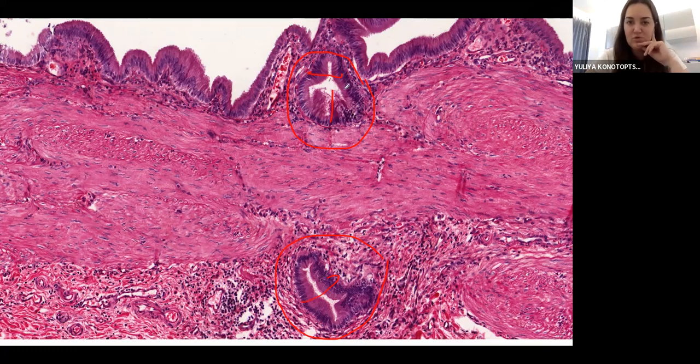Rokitansky-Aschoff sinus. This is a very good example of Rokitansky-Aschoff sinus. Try to use your 3D vision. This mucosa has been protruding downwards, and we can see where it comes out. So definitely it's not straight. If we do a side view of it, it will look like this, right? It's protruding like this. So if I do a section, I can see the same sinus in two places.